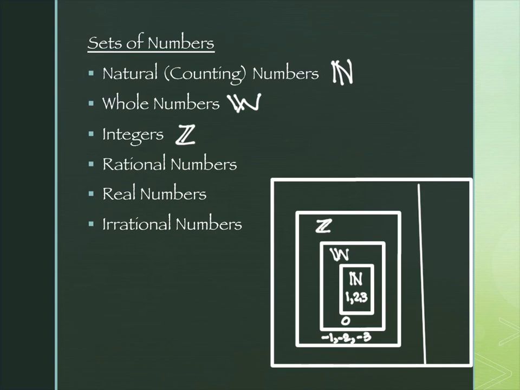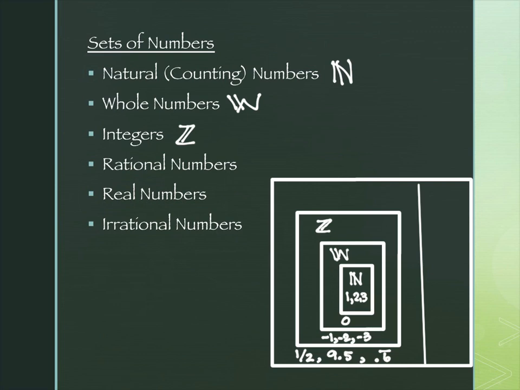And then the outer rectangle encompassing these pieces at this point are rational numbers. So rational numbers include, again, the positives and the negatives and all the whole numbers we've listed. All the numbers we've listed are still inside of the rational number rectangle. But now we're going to include fractions and decimals, even repeating decimals. So we have things like 1/2 and 9.5 and 0.6 repeating. All of those are considered rational.